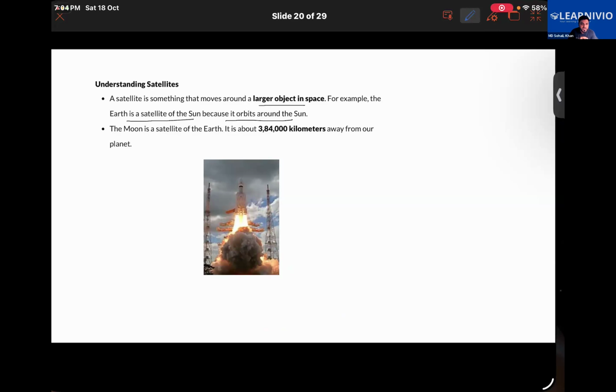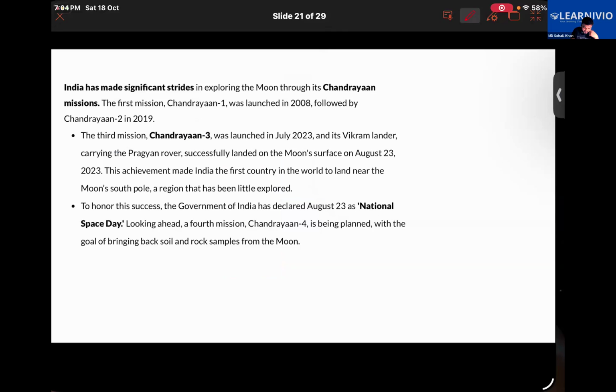But the moon is a natural satellite, whereas there are man-made missions, artificial satellites, that are sent there. So they are artificial satellites orbiting around the Earth. About the moon, we have learned that it is a natural satellite of the Earth, and it's roughly 384,000 kilometers away from our planet.